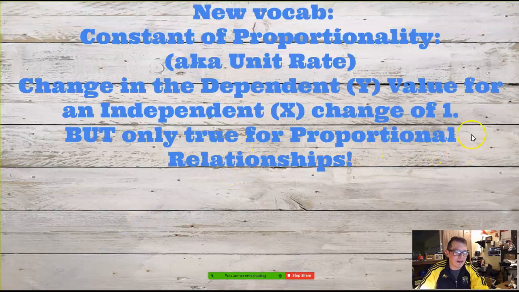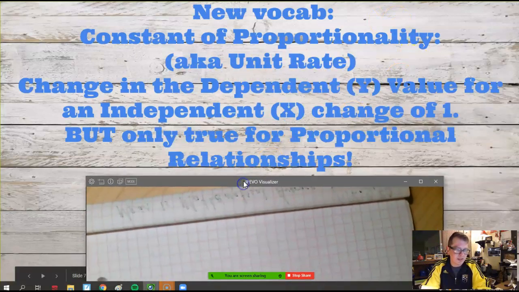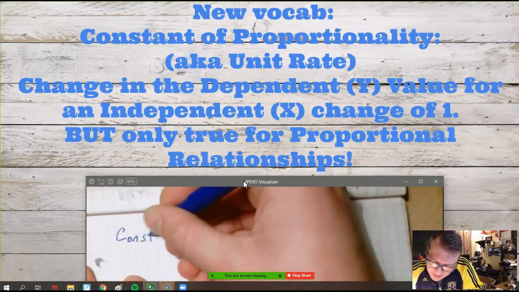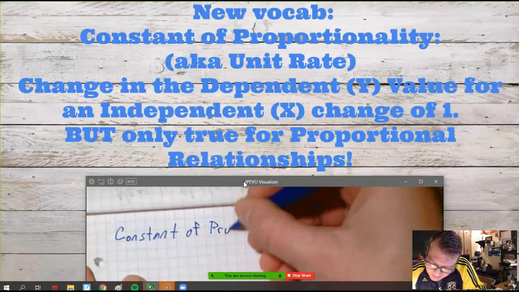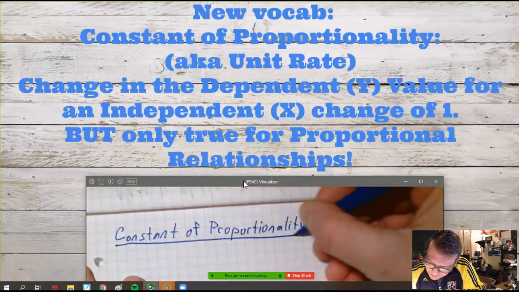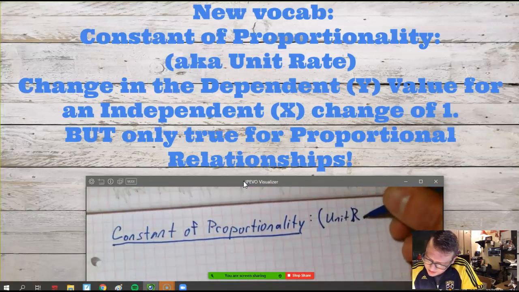All right, so now before we get out of here, I got a few minutes left, right? So new vocab that we want to write in our notes. I would start a new page or draw a really heavy squiggly line. The constant of proportionality is just a fancy way to say unit rate. But there is a particular but involved here. So we're going to say constant of proportionality. I'm going to put that it's also known as the unit rate, but we still need to put a definition.